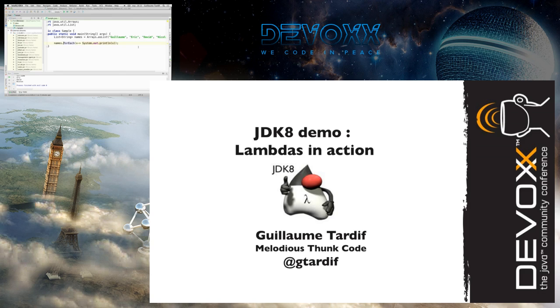So if we look at the names collection again, let's see what we have in store. There is no filter method directly on the names collection, but we have a stream method that gives you access to the filter method. And here, filter will take a predicate as a parameter.